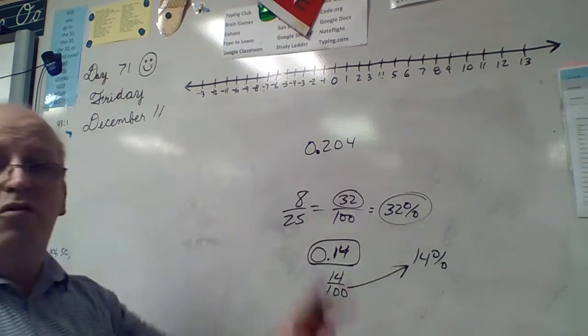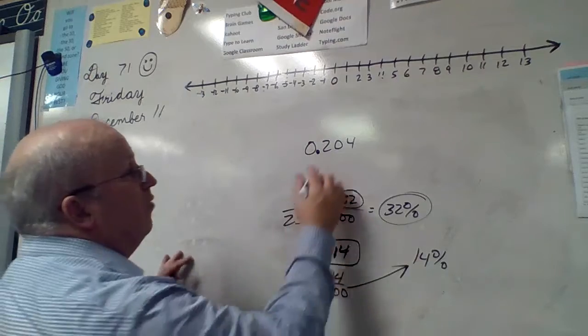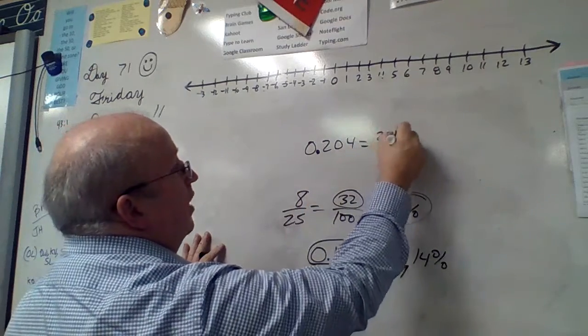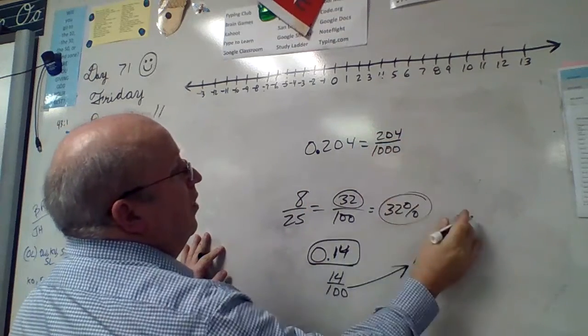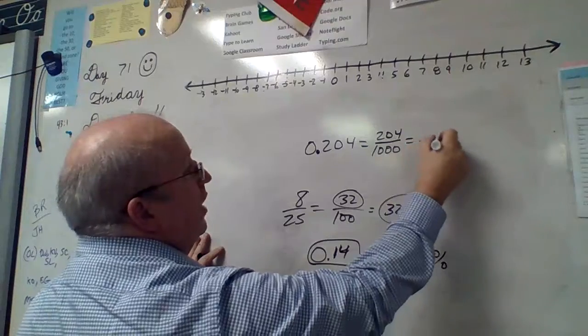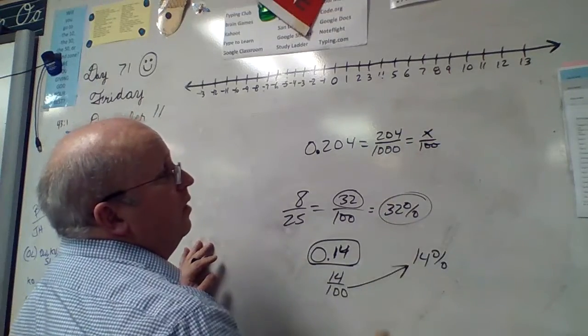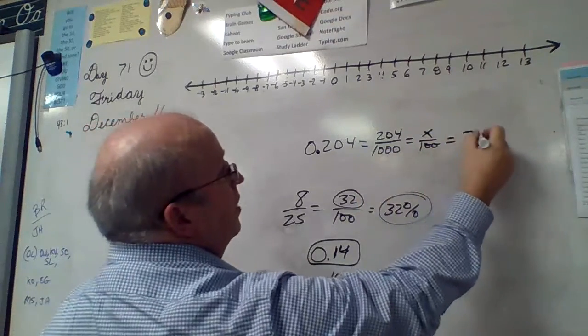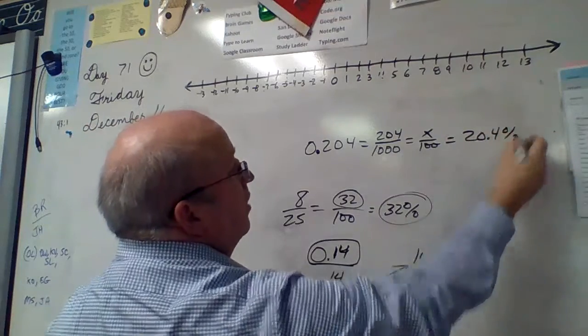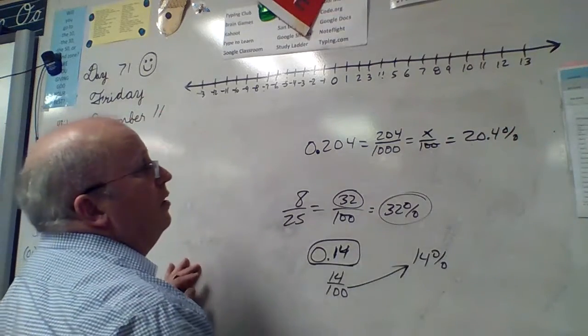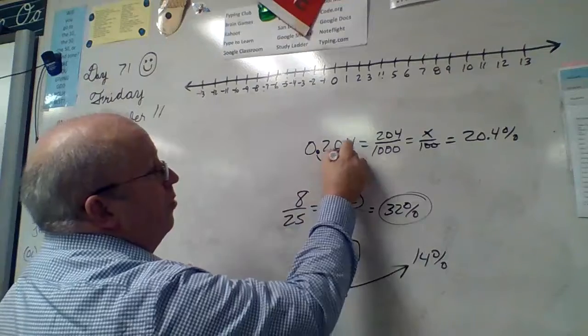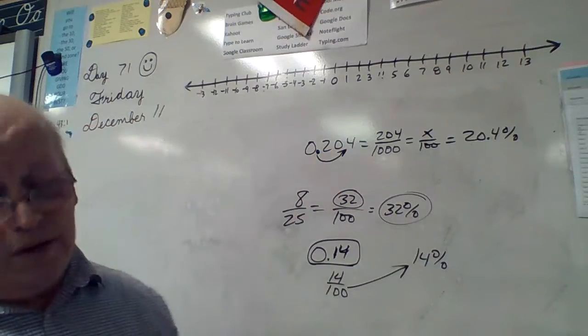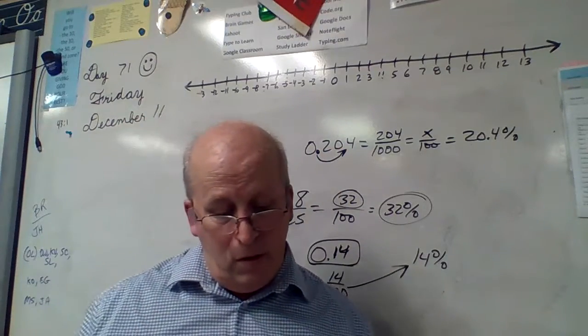What about something like this, 0.204? There are 2 methods, again, I can think of. One, change it into a fraction, and then change it into a fraction that has 100 as its denominator. If I do that, I'm going to get 20.4%. That's one method. The other method, just move the decimal point over 2 places to the right, 20.4%.